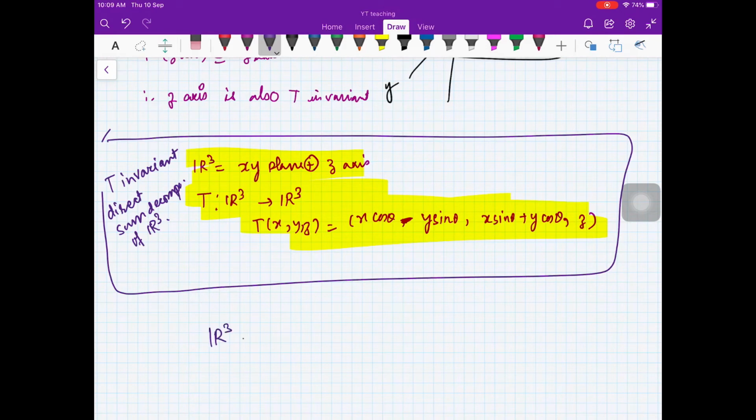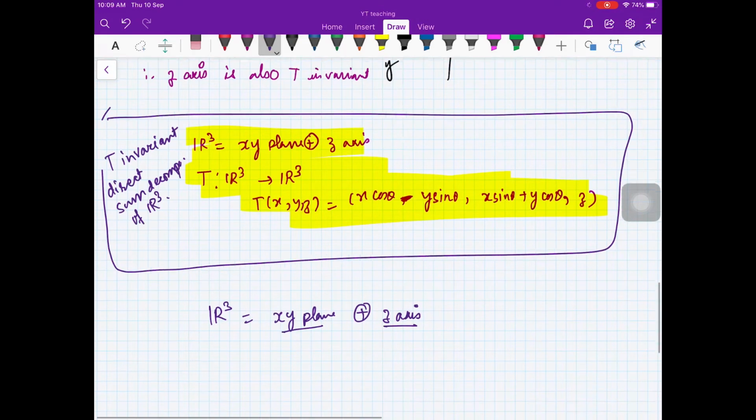Again, you can take R cube is equal to the xy plane plus the z-axis. This is a direct sum. What do you mean by a direct sum? It means that their intersection has only the 0 element, right?